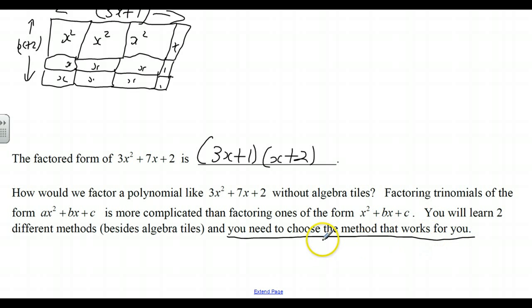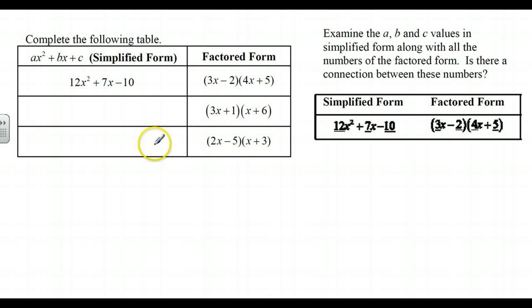You find a method that works, you practice with that method, and you get good at it, and that's the method that you use. And if you find a different method somewhere else, feel free to use it as long as you get the fully factored form. Okay, so in order to get there, we're going to work our way through this little table here.